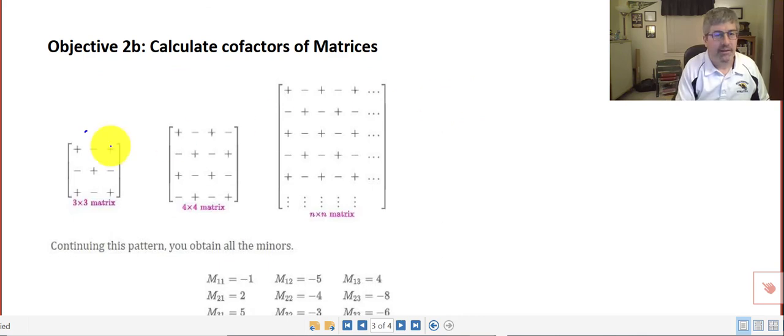C11 was positive, and then the signs change. Positive, negative, positive. And then I go below in row 2: negative, positive, negative. And that pattern really holds for the 3 by 3 matrix, the 4 by 4 matrix, and so on. We start with positive, and then we just alternate our signs as we move across the row. In the second row, we start with negative, and we alternate the signs as we move across the row. Go back to positive for the third row and alternate the signs, and that pattern just continues over and over again.